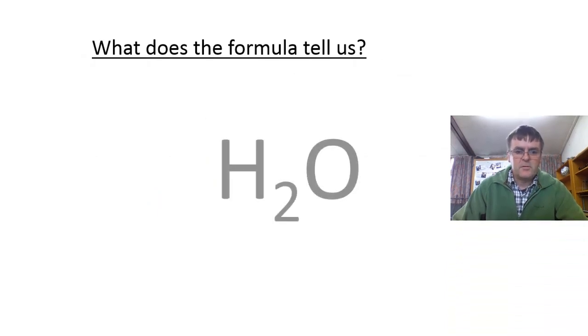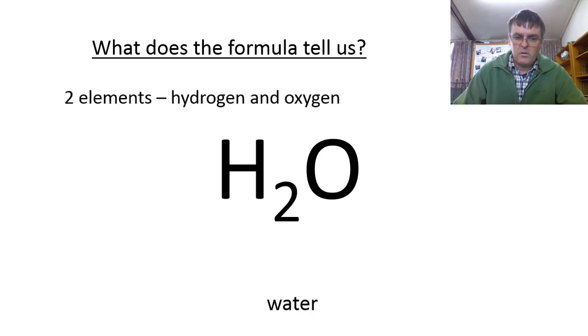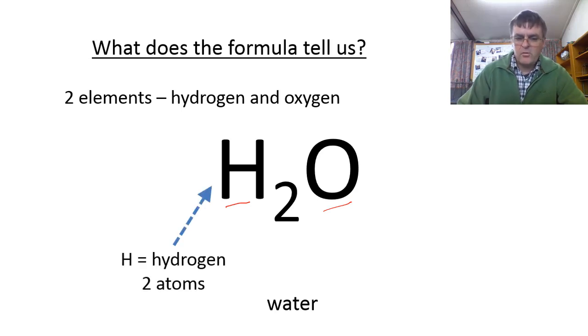What exactly are they telling us? Right, here's our formula, H2O. Hopefully you all know that that's water. What have we got here? In water we've got two elements, hydrogen and oxygen, and we can see that by the symbols that we've got. They tell us there are two elements and what they are, hydrogen and oxygen. Two atoms of hydrogen, because we've got this number 2.